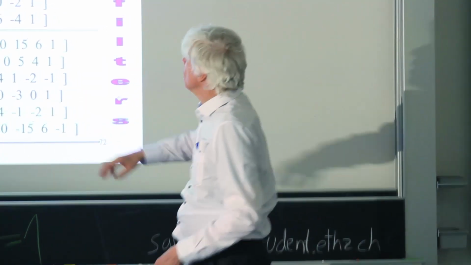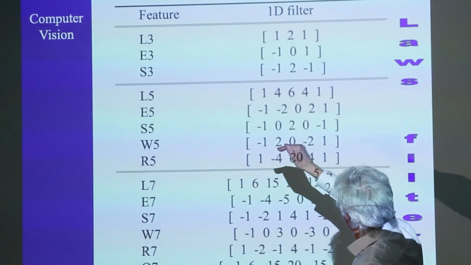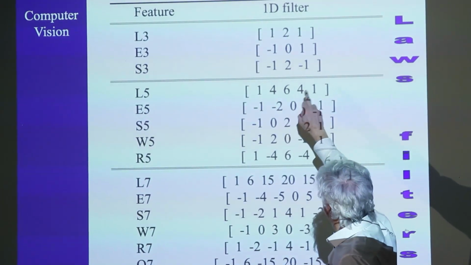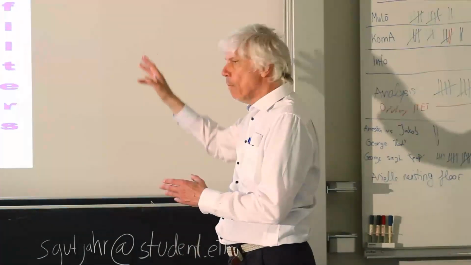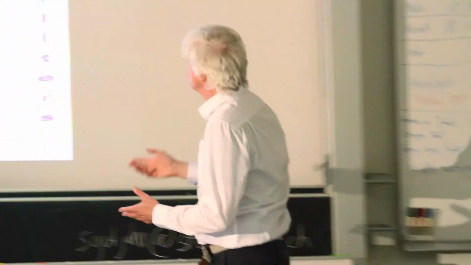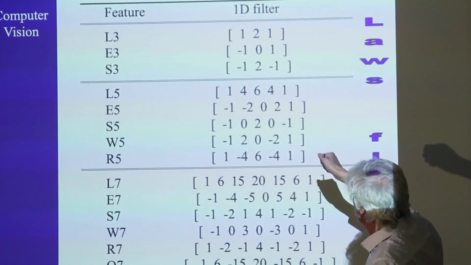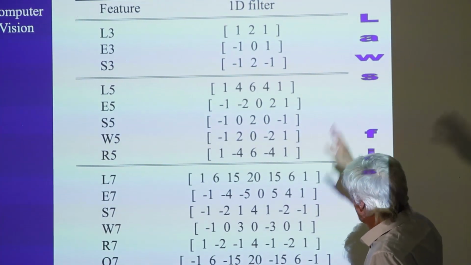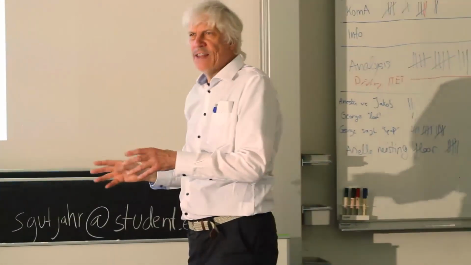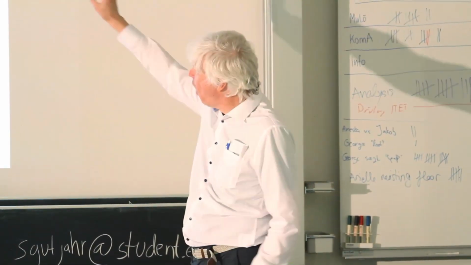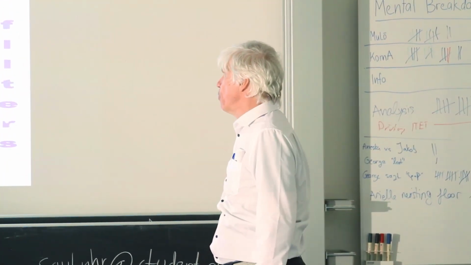For instance, these first three vectors, 1, 2, 1, minus 1, 0, 1, and minus 1, 2, minus 1, they will be combined with the same, but then as column vectors. So you would, for instance, combine 1, 2, 1 with 1, 2, 1, but then as column vector, with minus 1, 0, 1 as column vector, and also with the third one as column vector. There are indeed, in the end, 9 different combinations. So we get 9 of these 3 by 3 convolution filters from that approach.